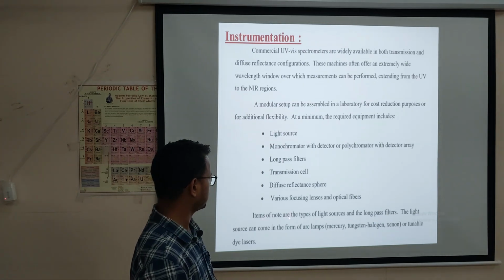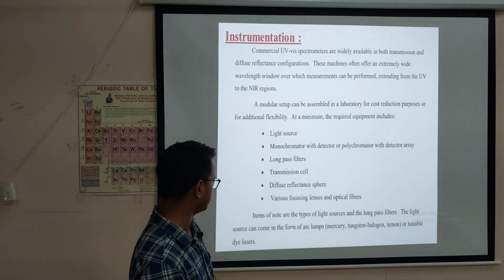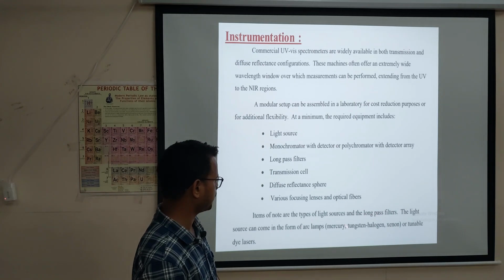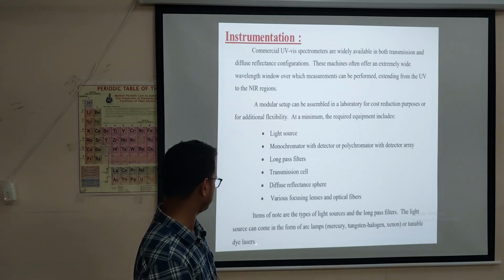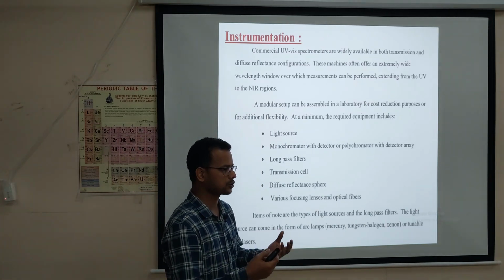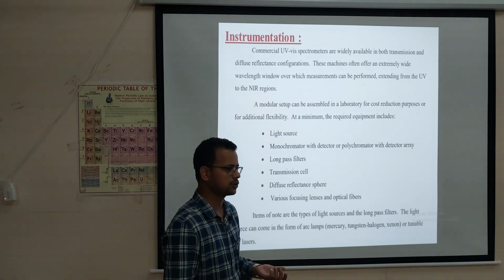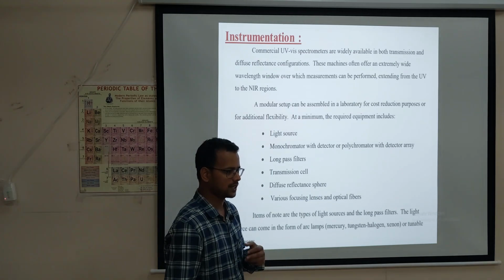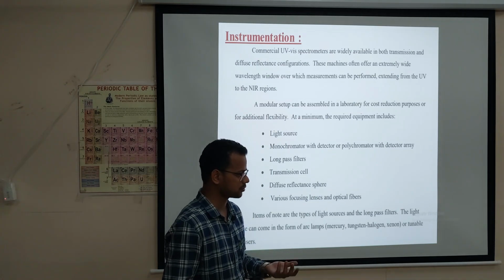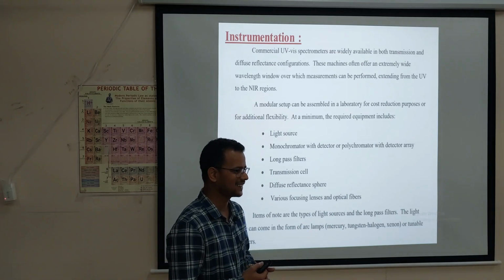Items of note are the type of light sources and the long pass filter. The light source can come in the form of arc lamp, mercury, tungsten, halogen or xenon, or tunable dye lasers. We will discuss which type of light source is used for which region: which light source is used as a UV source, and which as a visible light source. Clear? If you have any doubt, you can ask.